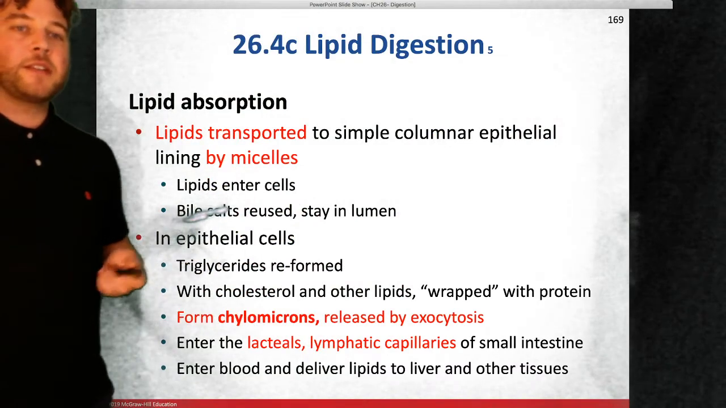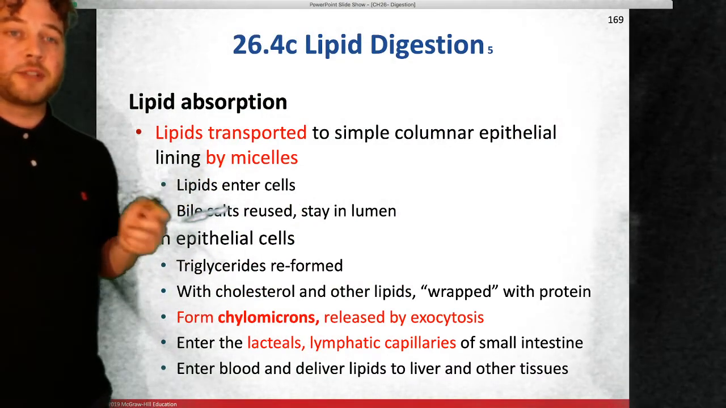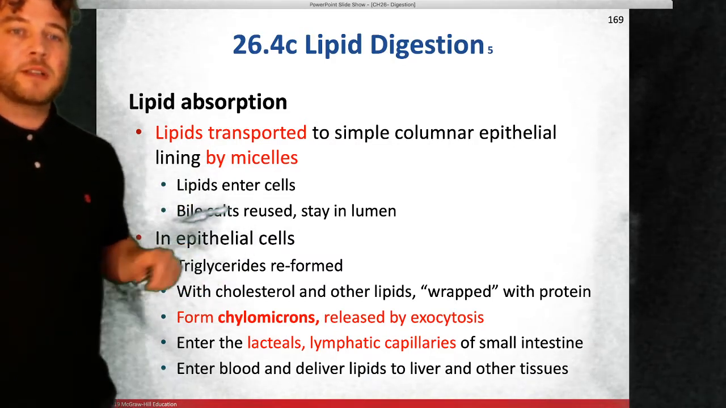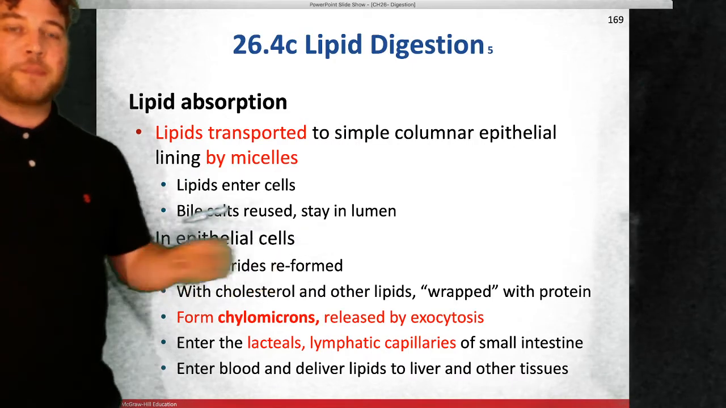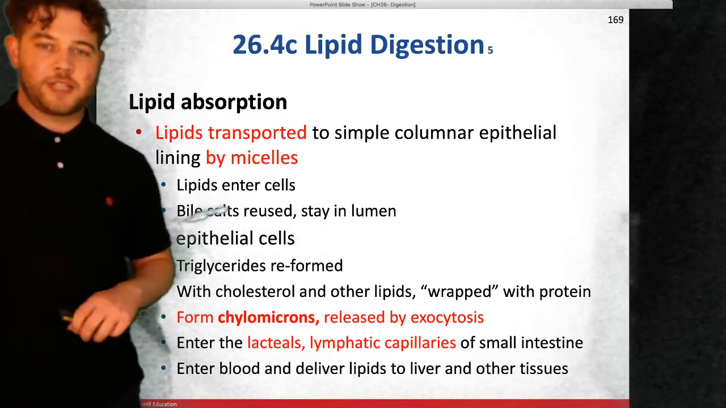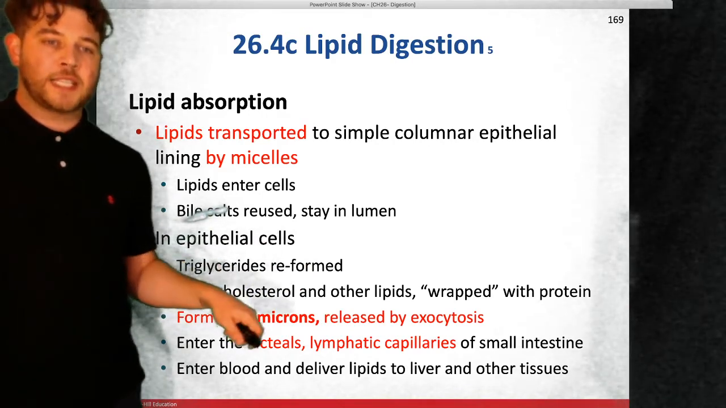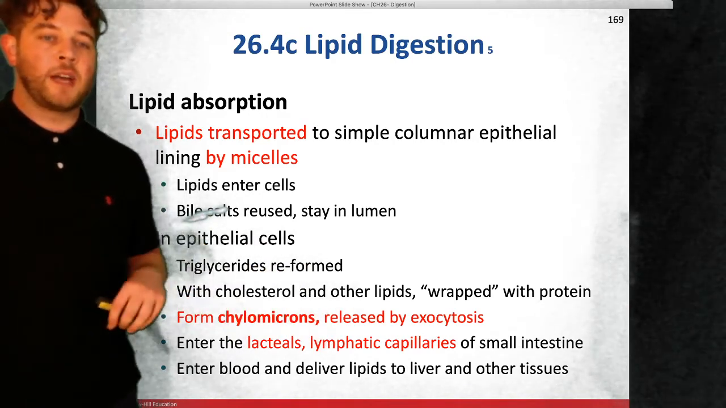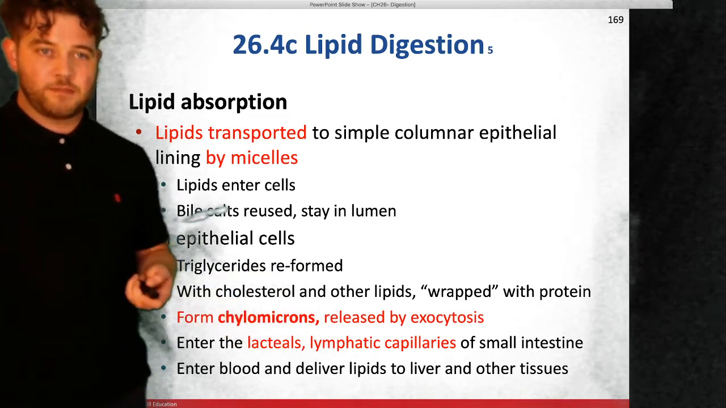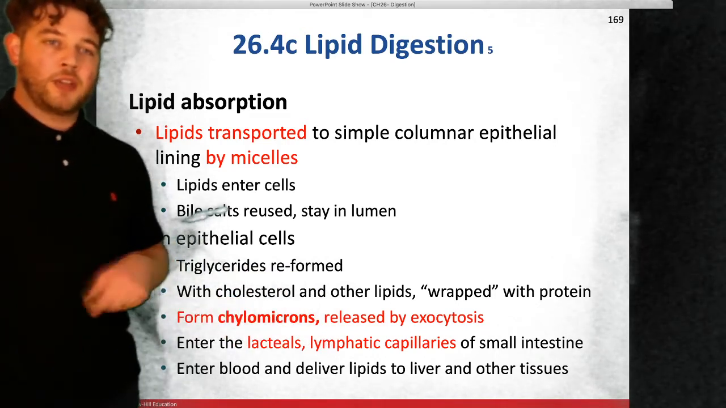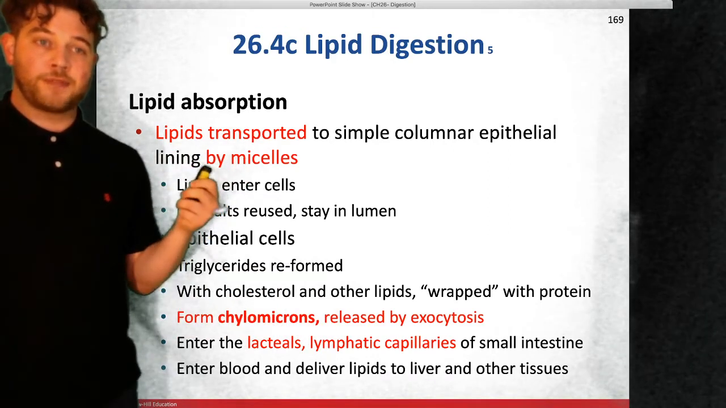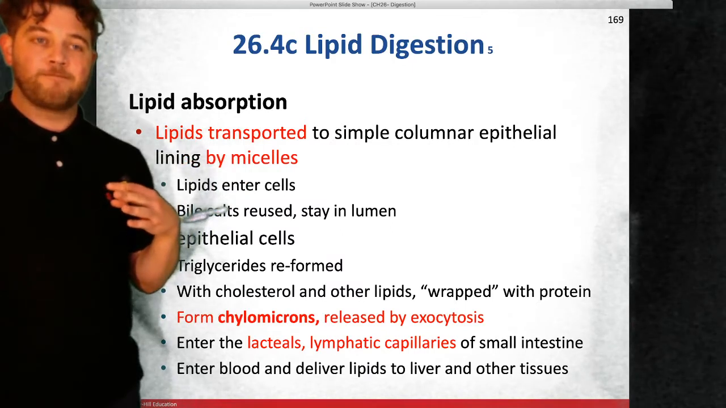In the epithelial cells, the monoglycerides from the micelle are broken down, and the triglycerides become reformed with cholesterol and other lipids wrapped with protein. They form chylomicrons that are released by exocytosis. Those will then enter lacteals, lymphatic capillaries in the small intestine, and into the blood and deliver lipids to the liver and other tissues. So you have a triglyceride that gets surrounded by bile salts and emulsified into monoglycerides.